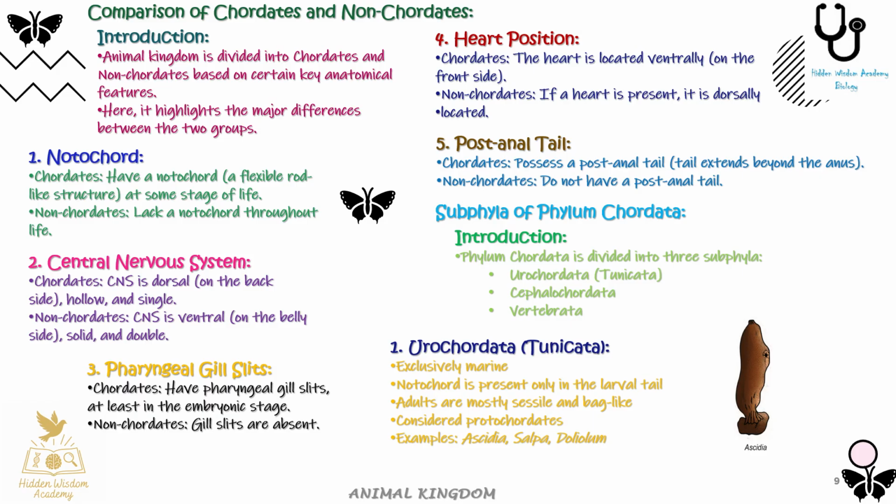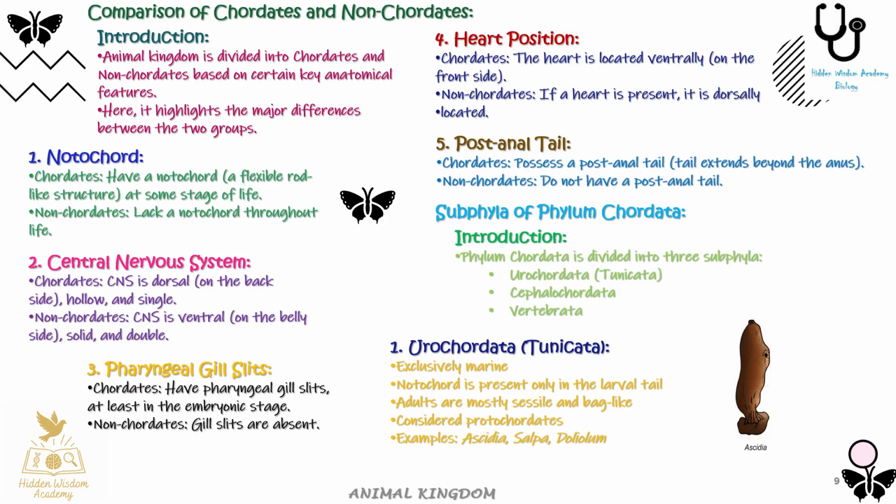Fourth, the position of the heart. In chordates, the heart is located ventrally, whereas in non-chordates, if the heart is present, it is usually found dorsally. Fifth and final, the postanal tail. Chordates have a postanal tail, meaning the tail extends beyond the anus. Non-chordates do not possess such a tail structure.